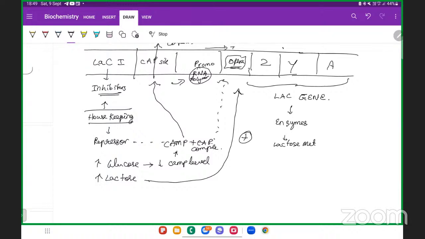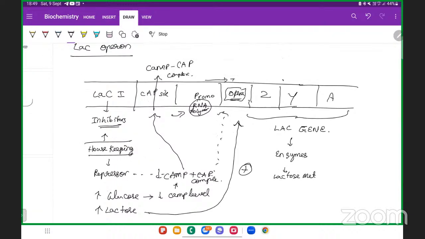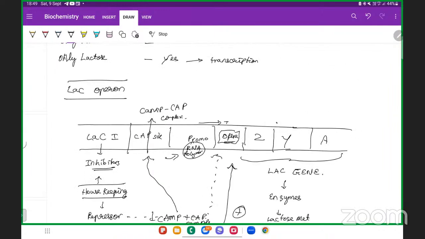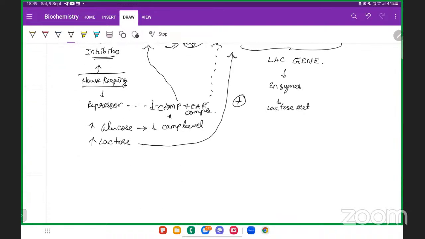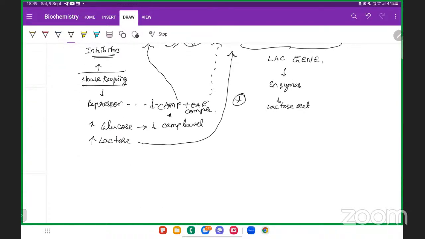When the cyclic AMP level decreases, you won't have the cyclic AMP CAP complex. When there is no cyclic AMP CAP complex, it will not help in removal of the operator. Therefore, transcription does not occur. Even though you have more lactose, if there is more glucose also, you cannot remove that operator site, so transcription does not occur. This is how your lac operon model works.